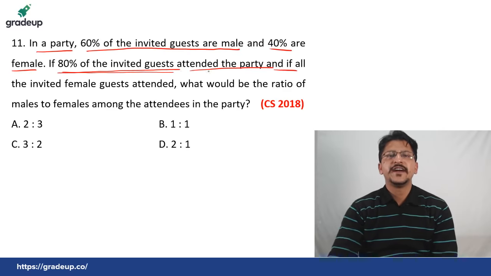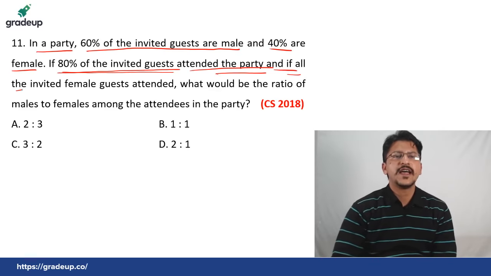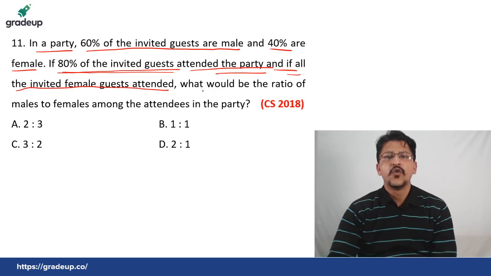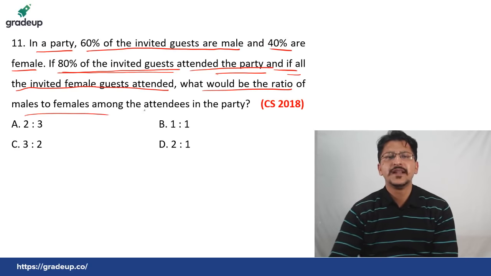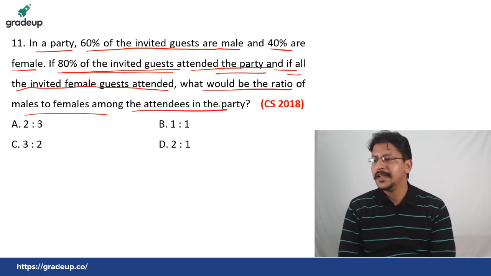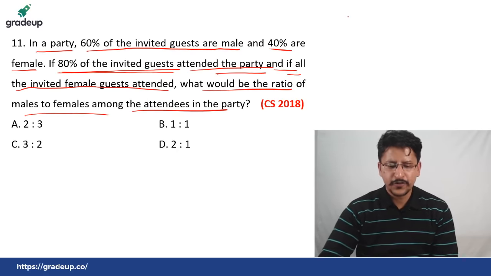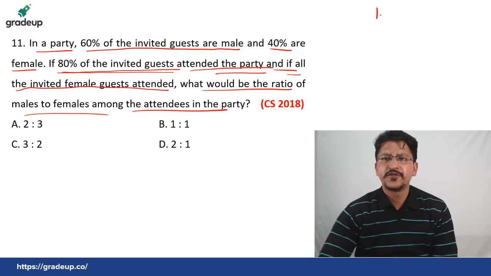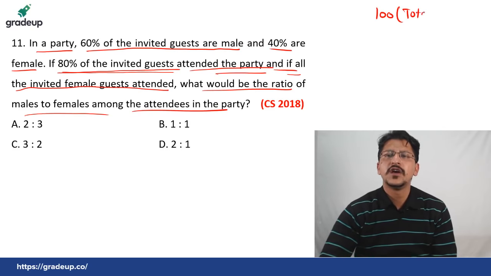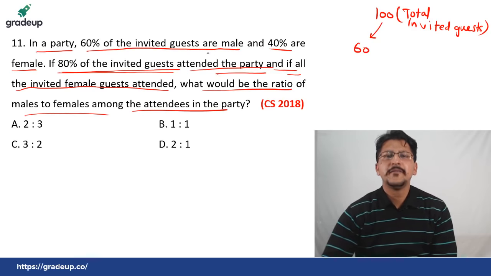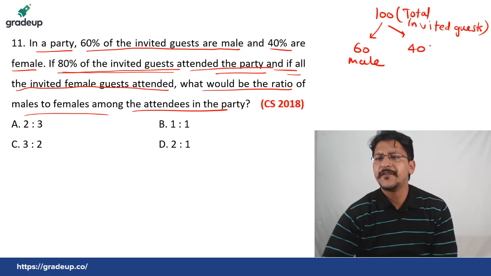If 80% of the invited guests attend the party and if all the invited female guests attended, what would be the ratio of males to females among the attendees in the party? See, if 100 is the total invited guests, of these 60 male have been invited and 40 female have been invited.